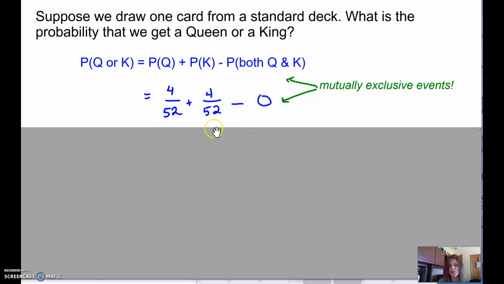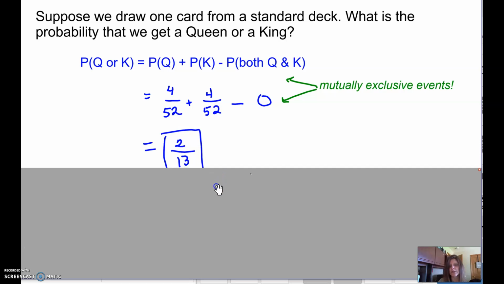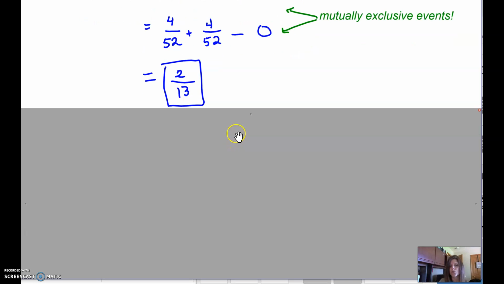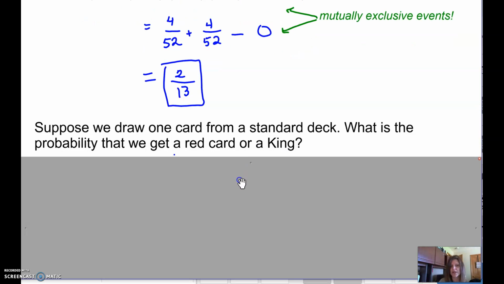And we really just have to add up the individual probabilities, 4 out of 52 in each case, leading us to a simplified answer of 2/13. Some of you might say, well, couldn't I have just said I got 4 queens, I got 4 kings, that's a total of 8 cards, 8 out of 52, and reduce that? Yeah, you really could have. But it gets more complicated to do those sorts of things when we're dealing with a question like this.